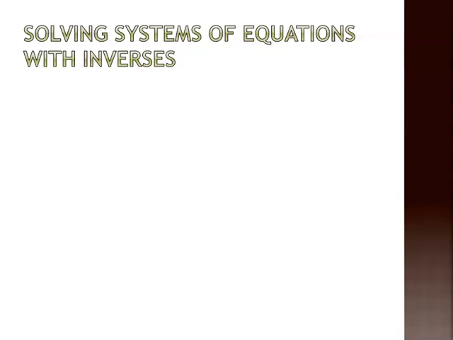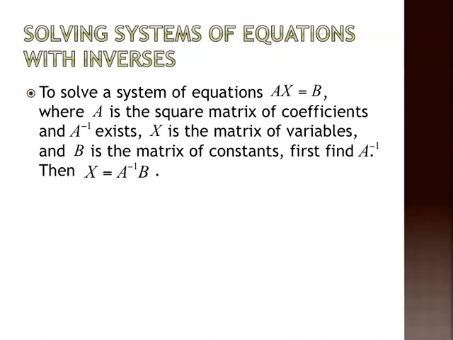So, to solve a system of equations A times X equals B, where A is the square matrix of coefficients, so A is always going to be a square matrix because your number of equations and number of variables should be the same. And A inverse does in fact exist, so the determinant is not equal to 0. X is the matrix of variables, and B is the matrix of constants. You want to first start off by finding A inverse. After you found A inverse, then you can multiply it by B, and that will give you your matrix of variables X. Let's take a look at an example.